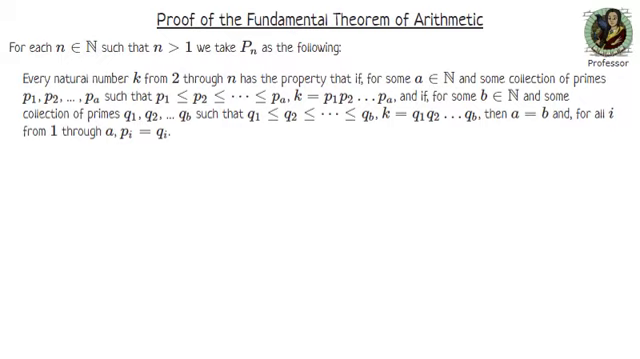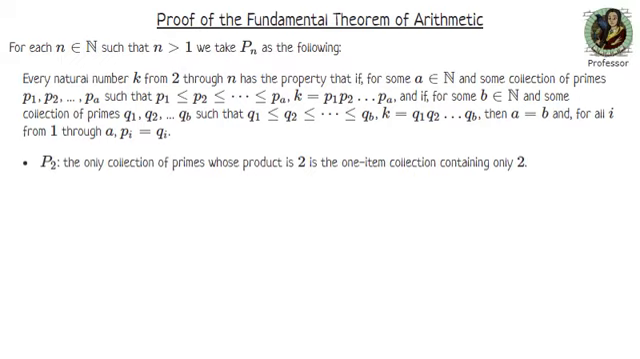So, can you prove the base of induction? The base is the statement P sub 2? Yes. So then k has to be 2, and the only collection of primes whose product is 2 consists of the prime 2 and nothing else. So obviously, a and b are equal to 1, and the only p sub I and q sub I is 2, so obviously they're equal. And so you prove the base.